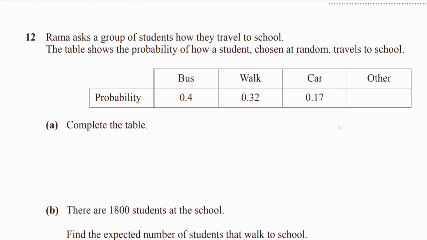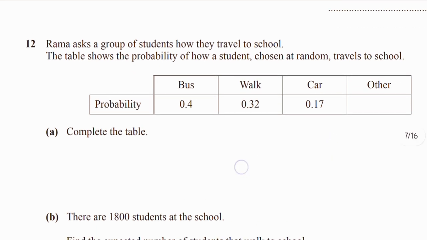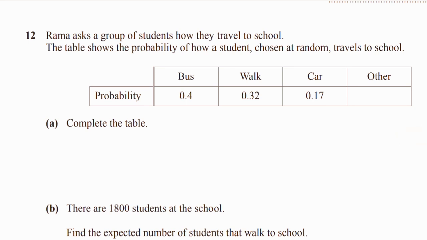Rama asks a group of students how they travel to school. The table shows the probability of how a student chosen at random travels to school. Complete the table. So always remember the sum of all the probabilities, if you add them all, becomes 1. 1 is what? The certainty.